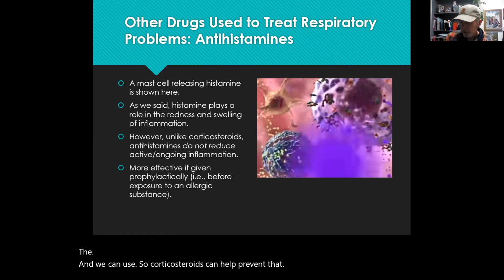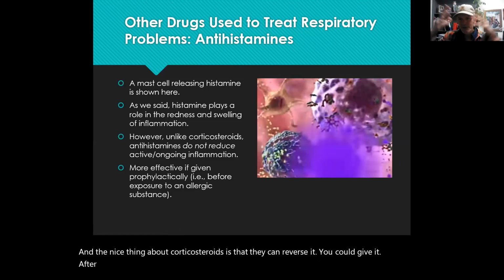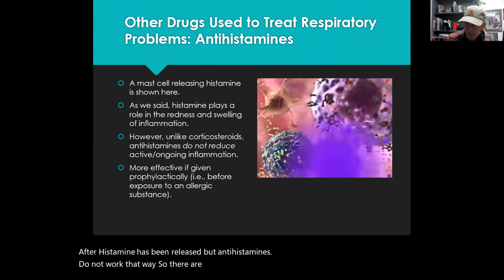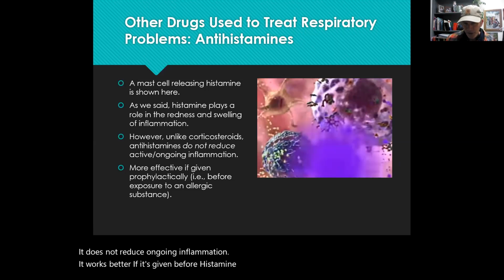And a nice thing about corticosteroids is that they can reverse it. You could give it after histamine has been released, but antihistamines do not work that way. So there are drugs like Benadryl. Benadryl is an antihistamine. It does not reduce ongoing inflammation. It works better if it's given before histamine is released.